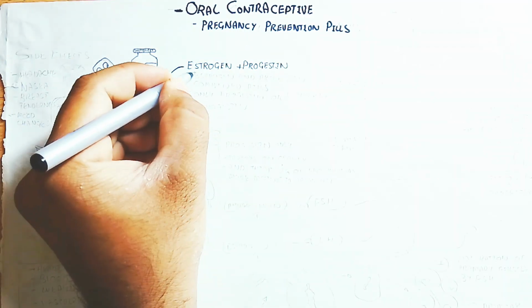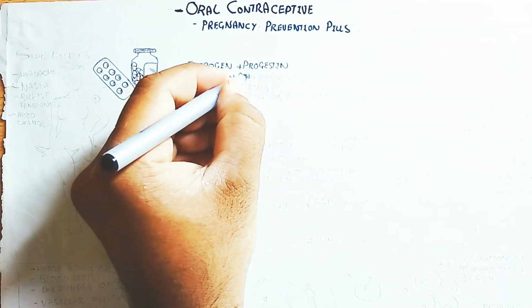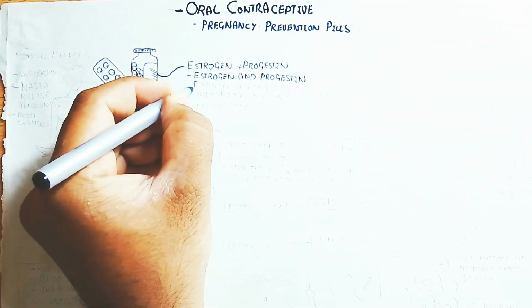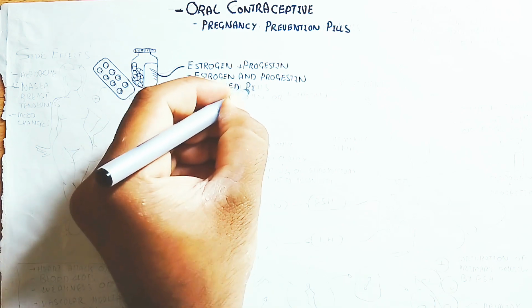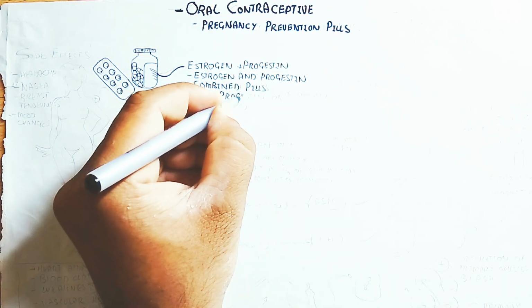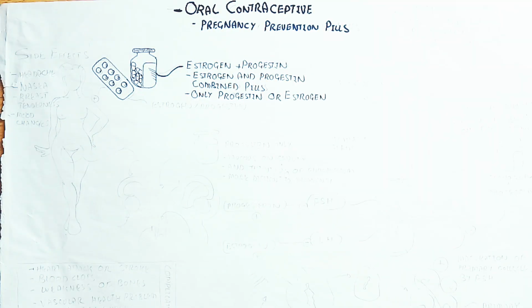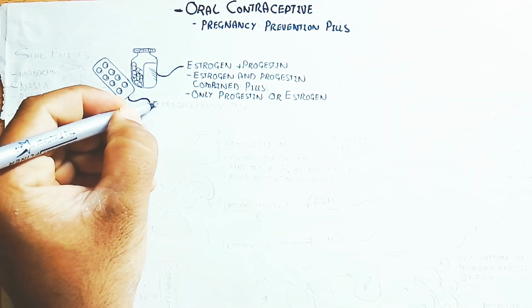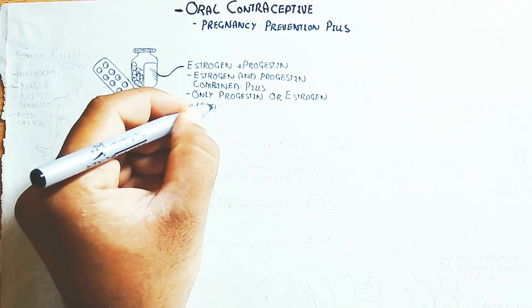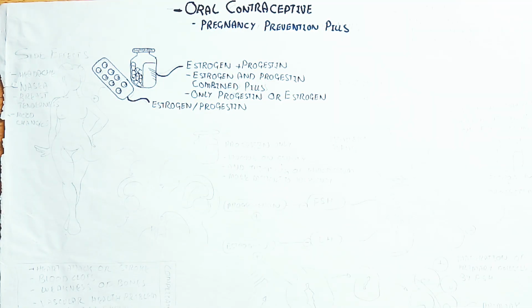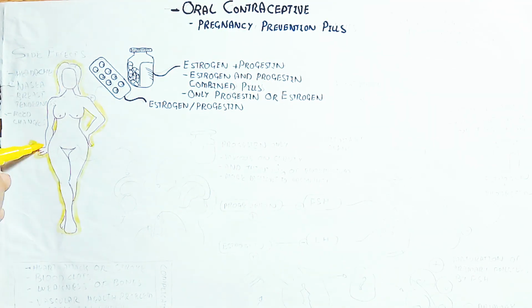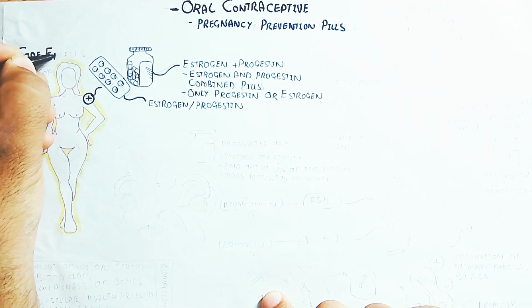The pregnancy pills are basically estrogen and progestin, collectively combined pills. Only progestin or only estrogen is also possible. So different types of drugs can be used. Estrogen and progestin are the drugs used for the inhibition of pregnancy.